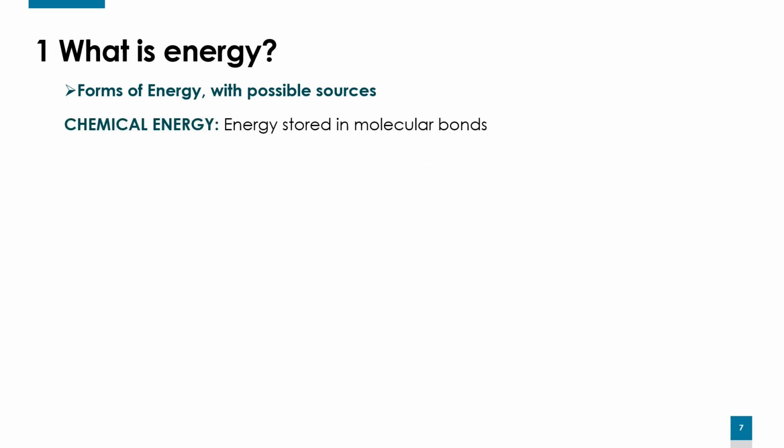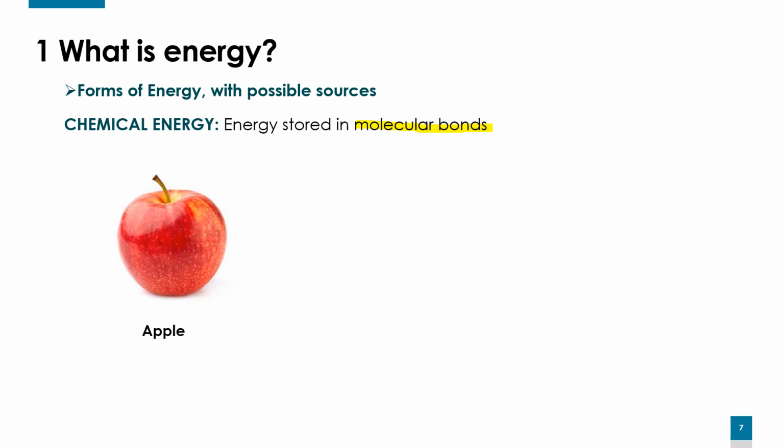Chemical energy. Chemical energy is the energy stored in molecular bonds. Our body has a lot of chemical energy stored in our bonds. For example, an apple or any food or our bodies, we all have chemical energy.